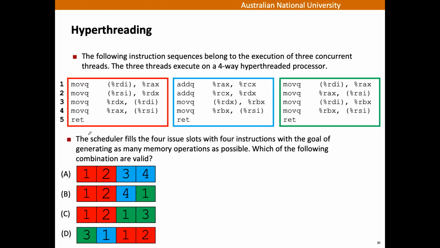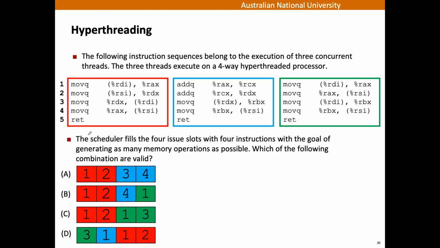The following instruction sequences belong to the execution of 3 concurrent threads. The 3 threads execute on a 4-way hyper-threaded processor. Okay, so now this is an out-of-order processor. This is a hyper-threaded processor. We can execute instructions out of order as long as we don't violate a read after write dependency. Like we cannot just go ahead and start executing if we don't have the value.